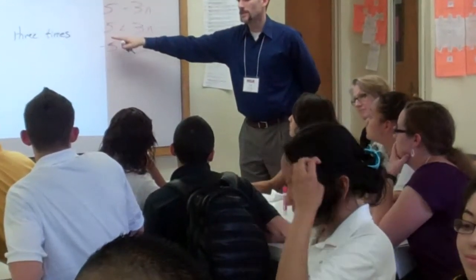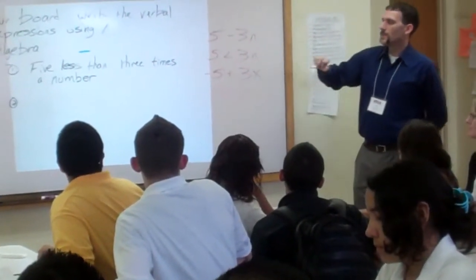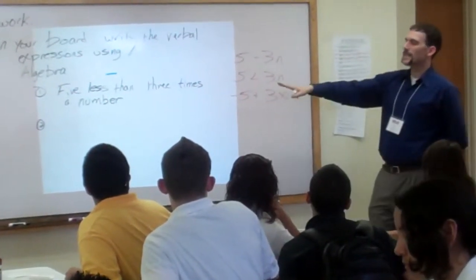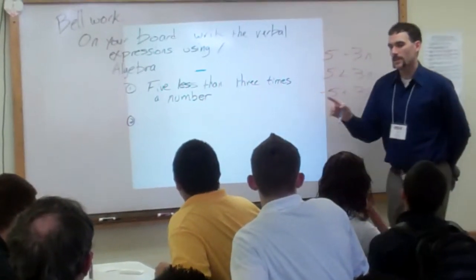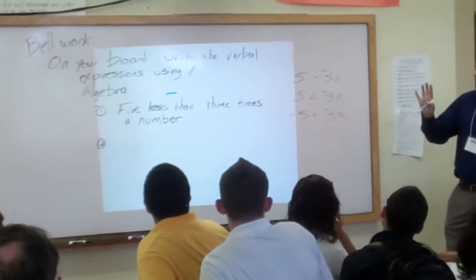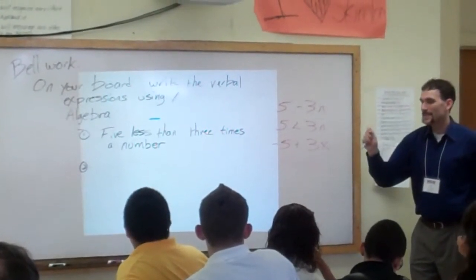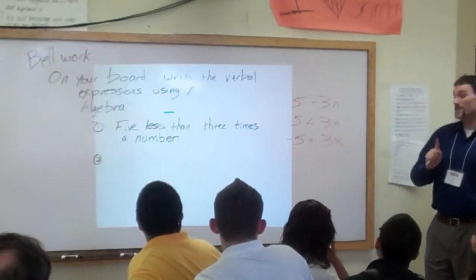5 would be less than 3 times n. Okay, so I like what you're saying, but I don't see all of what you're saying up here. Oh, 5 less than. So no, you're doing the right thing. So one more time, say it one more time. 5 less. That's not what you said the first time.